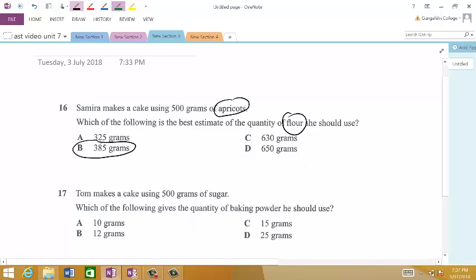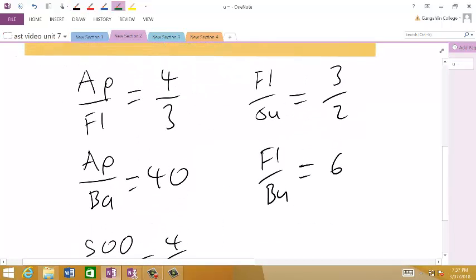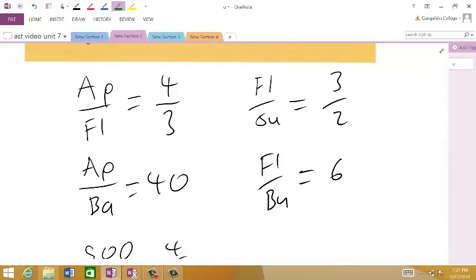Okay, question 17, similar. Tom makes a cake using 500 grams of sugar, and we want sugar and baking powder. We flip back to our equations. Sugar and baking powder, there's no such thing. To connect sugar and baking powder, we have apricots and baking powder and sugar and flour, and then we've got apricots and flour connecting the two. Okay, so we're going to have to use these 3 equations to solve our problem.